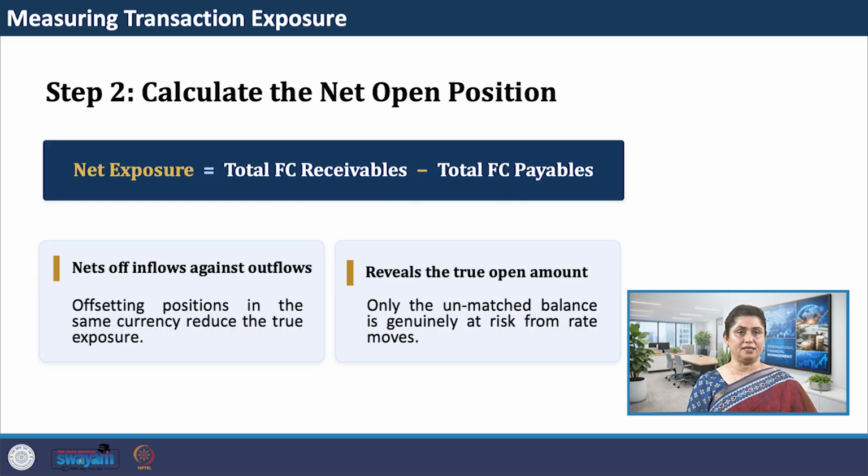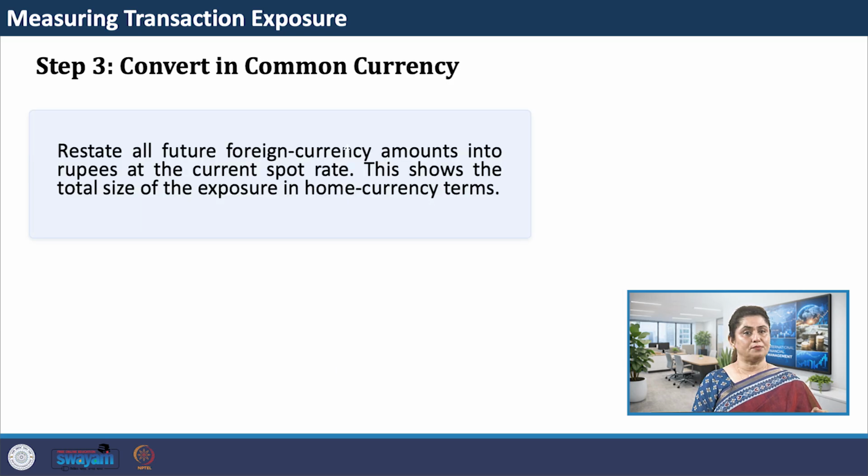The next step is that we have to calculate the net open position. The basic formula is net exposure is equal to total foreign currency receivables minus total foreign currency payables. Step 3 is to convert everything into a common currency. Usually, firms convert all future foreign currency amounts into domestic currency using the current spot exchange rate. This helps the firm understand the total size of its exposure in rupee terms.